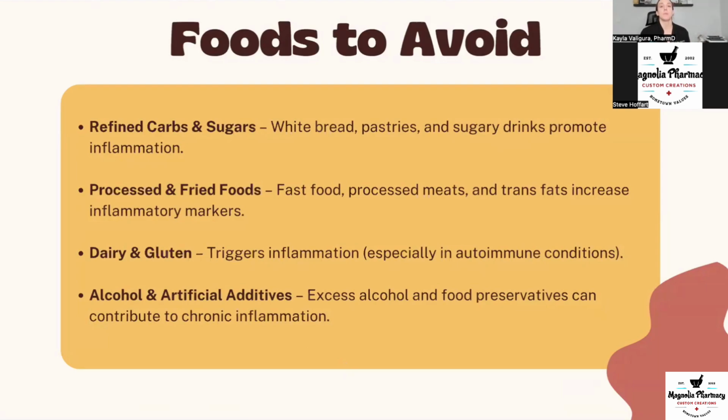A big one is our dairy and gluten. I know that a lot of people don't want to hear it, but dairy and gluten are very, very inflammatory. I think sometimes there's a misconception thinking, well, I don't have celiac, so I can eat gluten. Really, gluten is inflammatory for everyone, whether you know it or not. And especially if you're dealing with a thyroid disorder, and especially if it's an autoimmune thyroid disorder, cutting gluten is a really big key here.